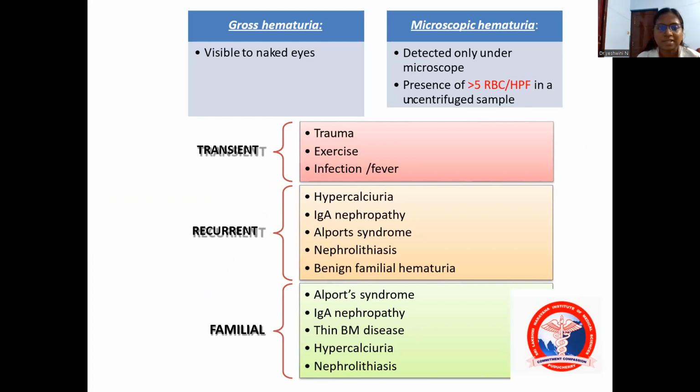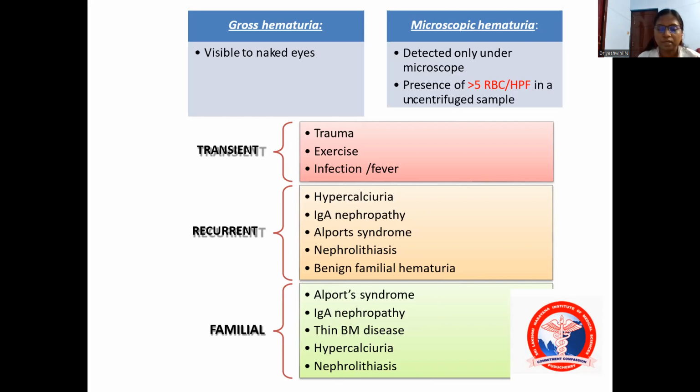Some causes could be transient or recurrent. Transient causes include infection, fever, exercise, and trauma. Recurrent hematuria will be seen in IgA nephropathy, hypercalciuria, wherein we pass so much calcium in the urine, and Alport syndrome. Let me tell you what Alport syndrome is.